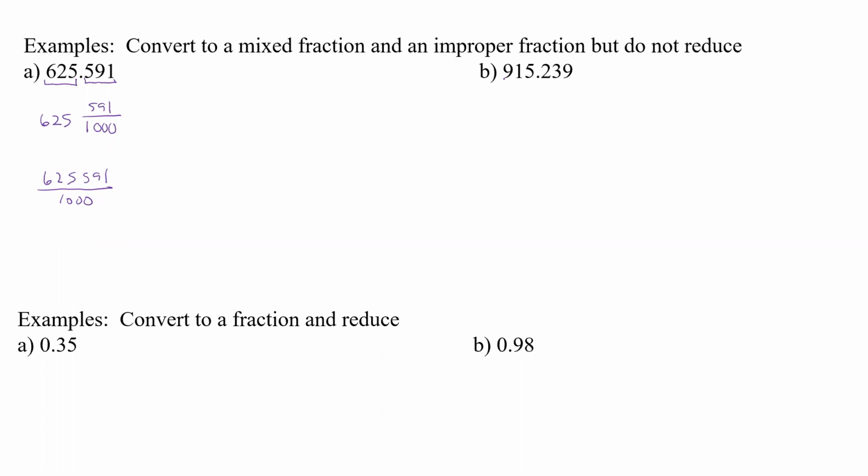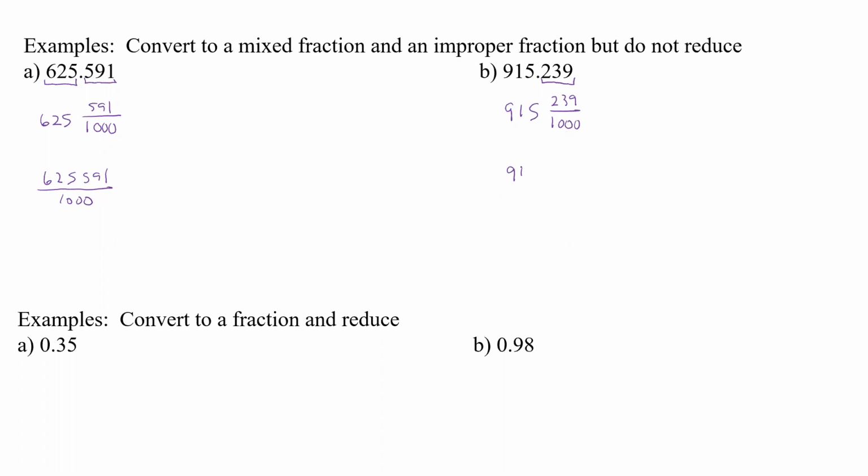Same thing we go here. We look and get our whole number first, which is 915. So we write that down for our mixed fraction. And now we have our decimal part, which is 239. And that's over again, 1, 2, 3 zeros. So it's going to be over 1,000. So it's 915 and 239 thousandths. Now, if we want to convert that to our improper fraction, we'll take 1,000 times 915.